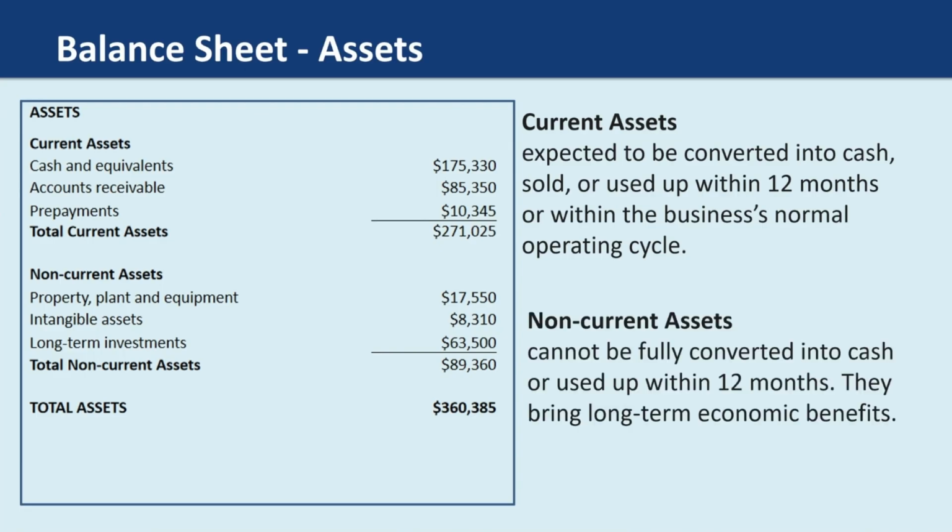Non-current assets are the assets that cannot be fully converted into cash or used up within 12 months. They bring long-term economic benefits. For example, PPE, property, plant, and equipment, which include buildings, machinery, furniture and fittings, computers, office equipment. Intangible assets like software, goodwill, patents, and long-term investments.